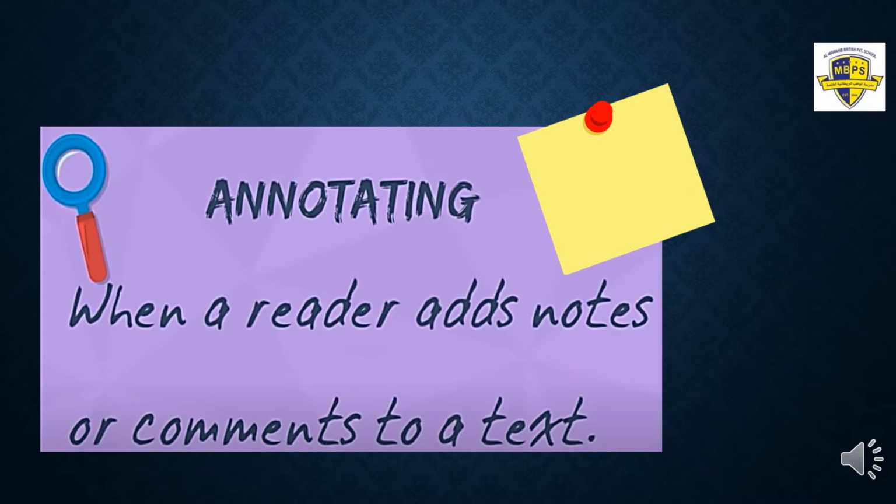Annotating. Annotating is an action word, therefore it's a verb. What is annotating? When a reader adds notes or comments to a text. So whenever you are reading something and you underline, circle, or highlight the text, you are actually annotating.